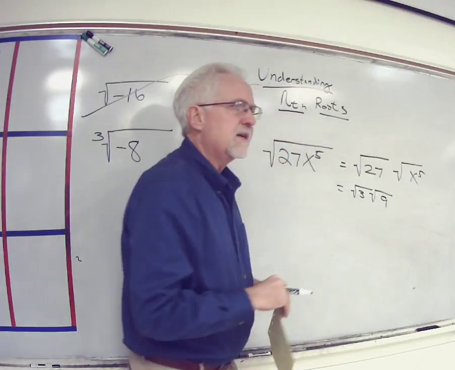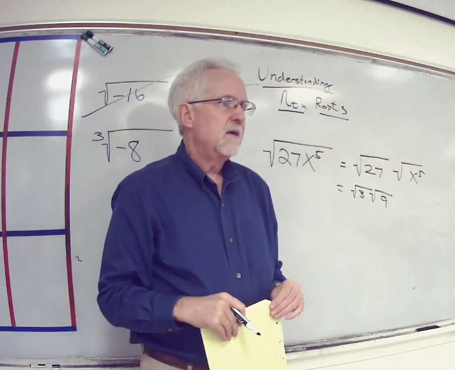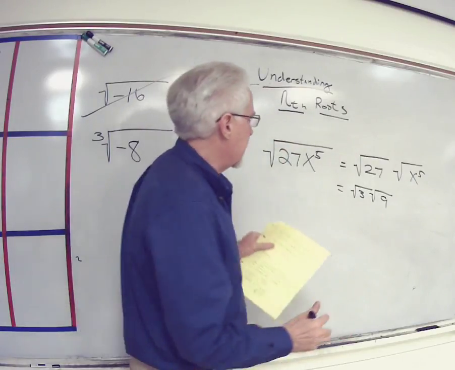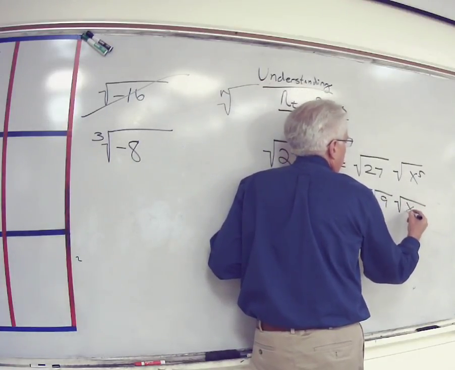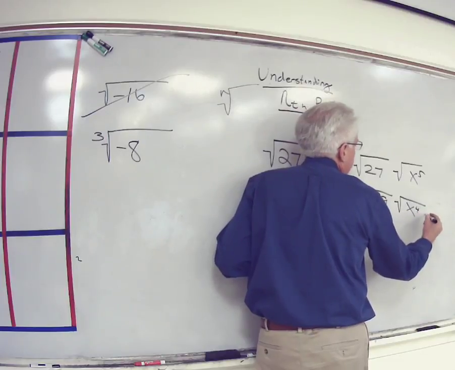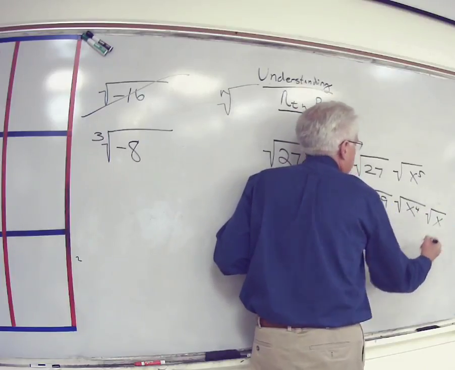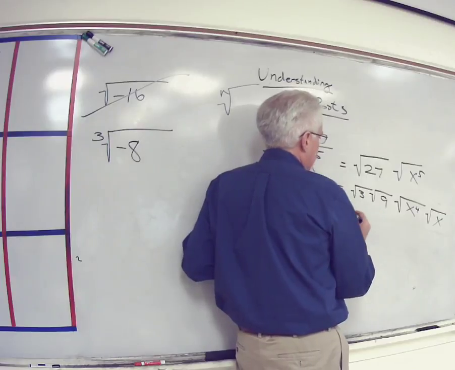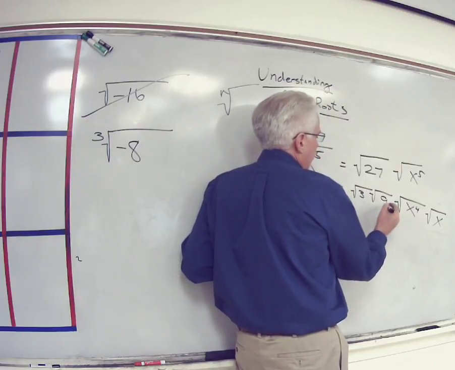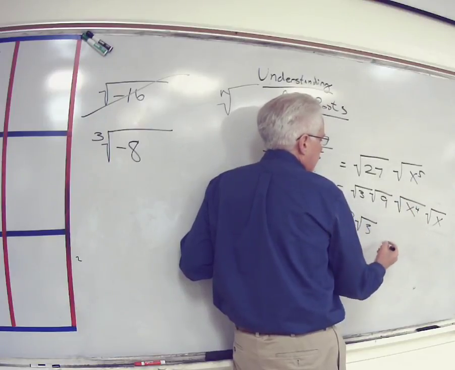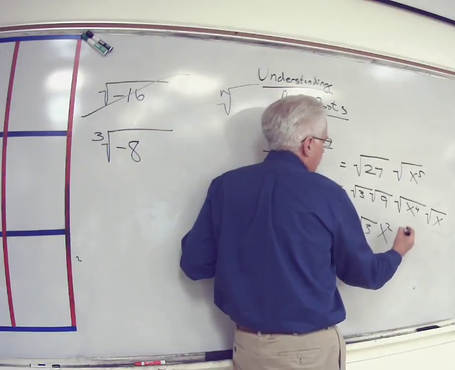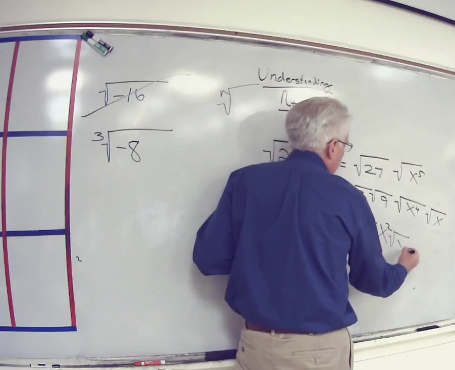What do I do with the x to the 5th? Is that fine like that? No, I can take perfect squares out of that. That is x to the 4th times the square root of x, right? So then the square root of 9 becomes 3 times the square root of 3. The square root of x to the fourth becomes x squared, times the square root of x.